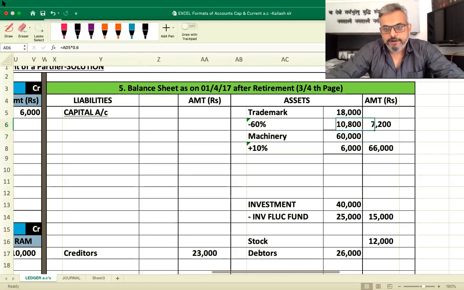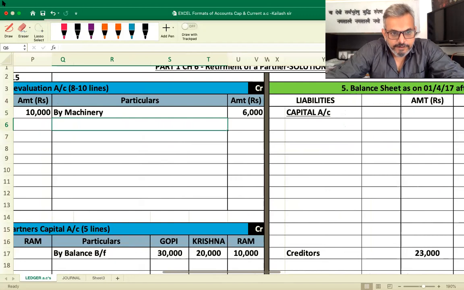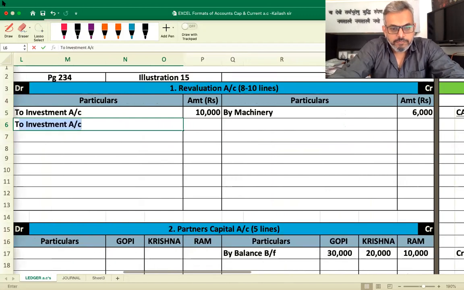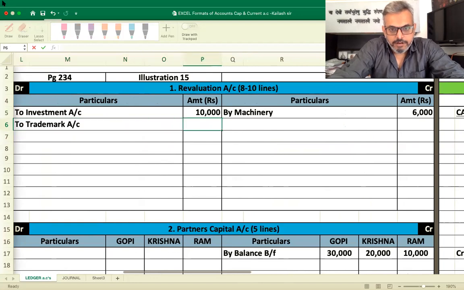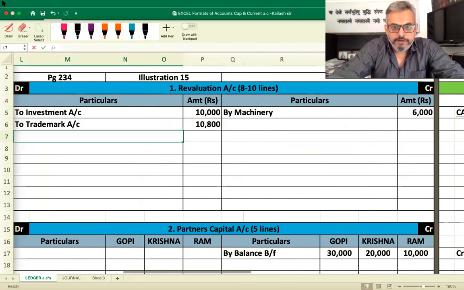Minus 10,800, so 7,200. Give the effect to trademark account, 10,800.